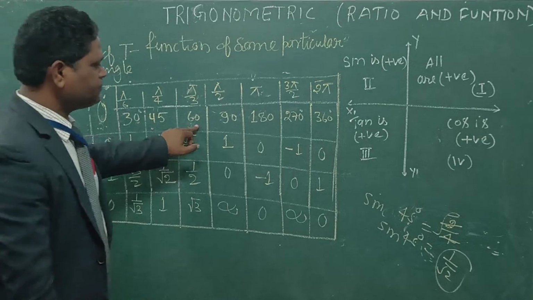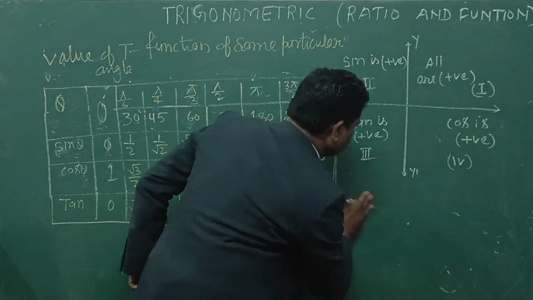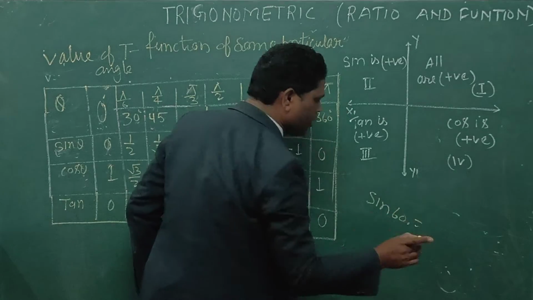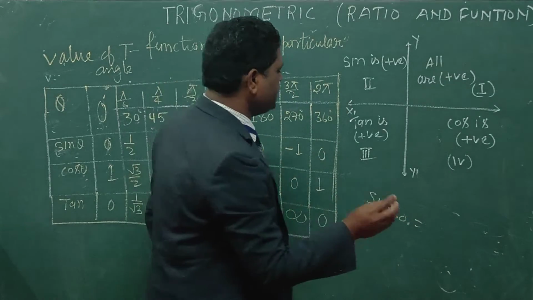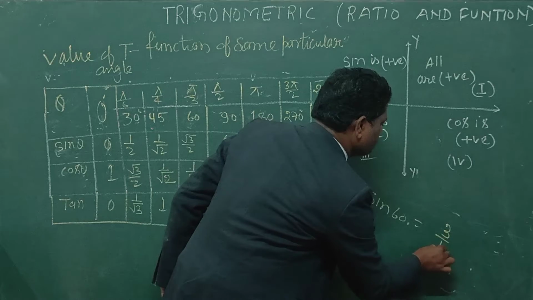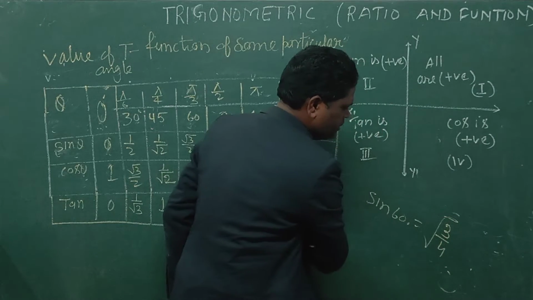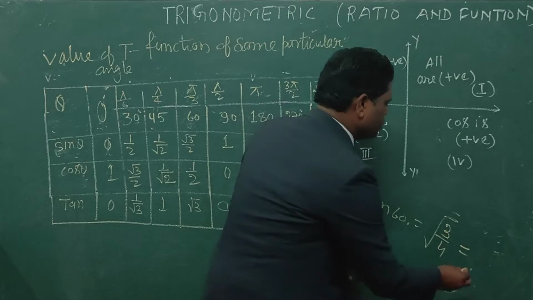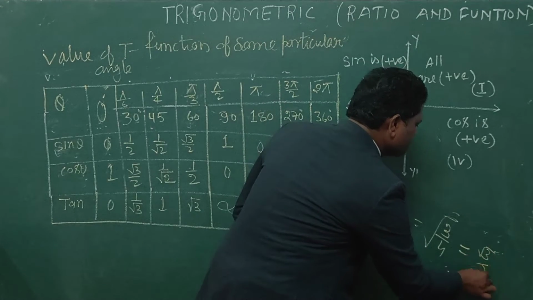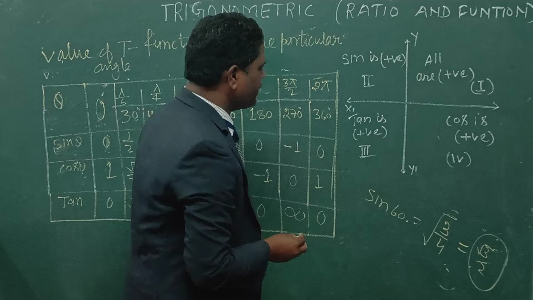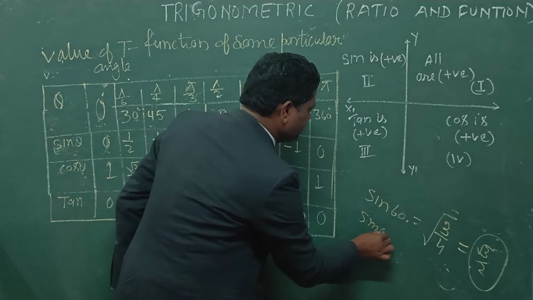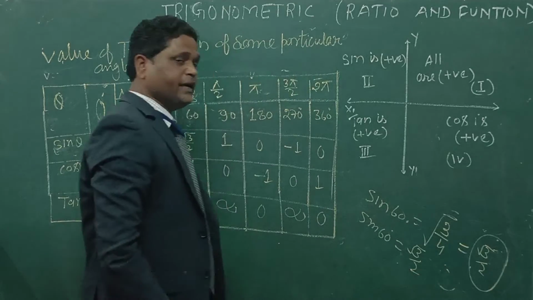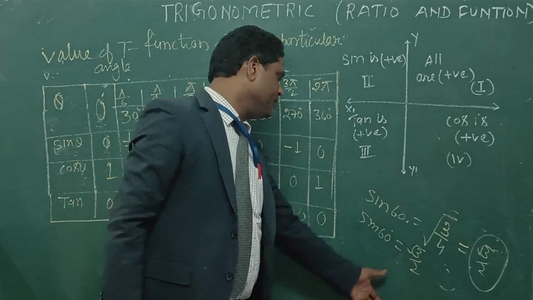After that, sin 60 degree. First of all, write 60 degree, which is 0, 1, 2 and 3. So root 3 by 4, which gives root 3 by 2. Sin 60 degree is root 3 by 2.